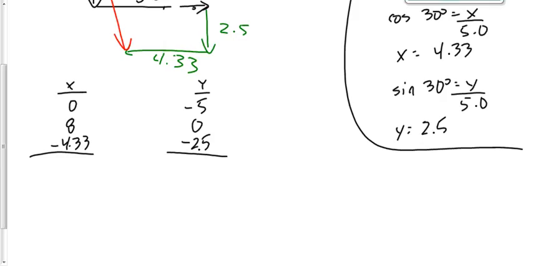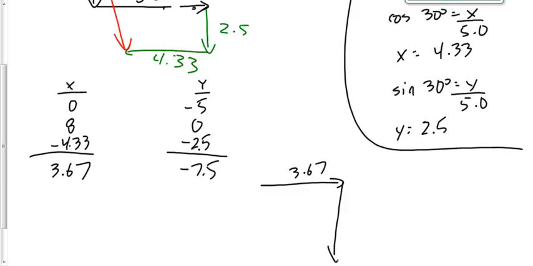What is this? 3.67 and negative 7.5. We'd redraw this. Remember, vector diagrams front to back, front to back. The resultant vector goes down here.